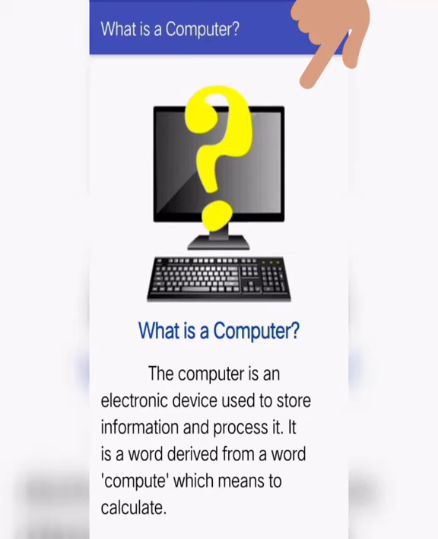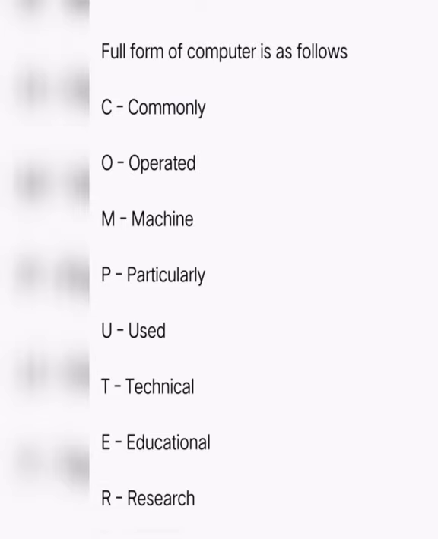What is a computer? The computer is an electronic device used to store information and process it. It is a word derived from the word compute, which means to calculate. The full form of computer is as follows.